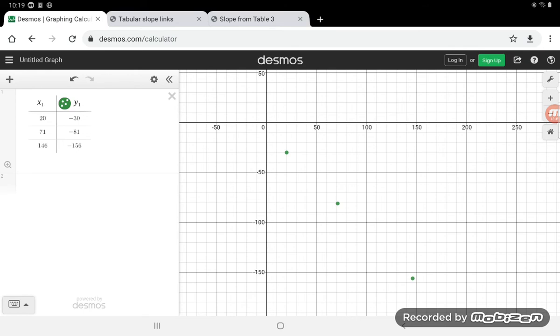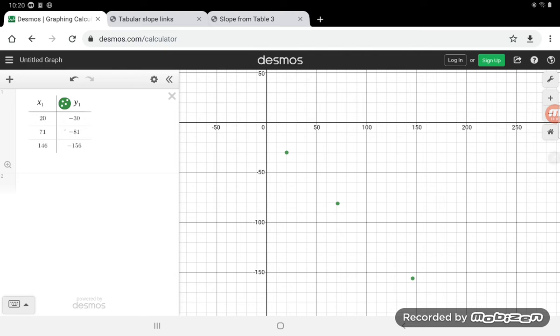Now they appear to all be in a straight line. I really ought to add the rest, but given that these look like they're in a straight line anyway, I really just need to take 2 of the points. So I'm going to take maybe the 20 and negative 30 and the 71 and negative 81. Now I could go back to my tablet and do this by hand, but I've got a calculator right here.